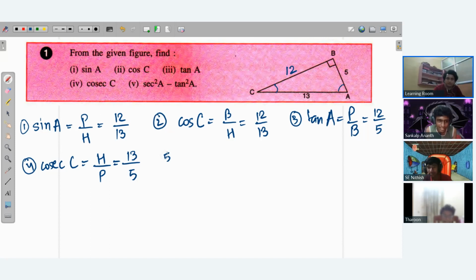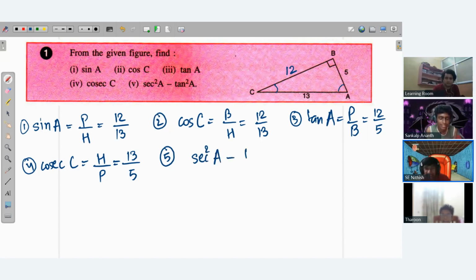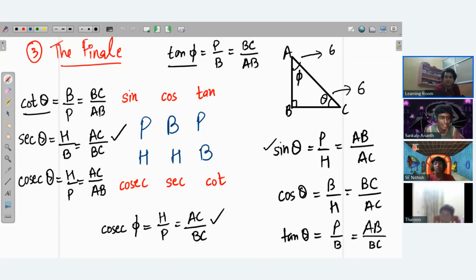Now the fifth one: sec square A minus tan square A. Sec is hypotenuse over base. Sorry, I mean sine.